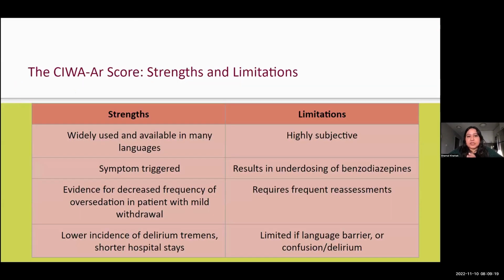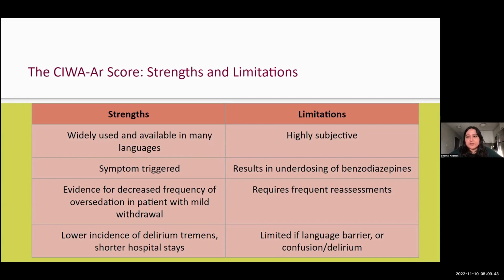So going over some of the strengths and limitations of this score. So it is widely used, available in many languages, as I said. It's symptom triggered, so it doesn't depend on a fixed dosing schedule of benzodiazepine. It's longstanding, so there is a lot of evidence for decreased frequency of oversedation, as well as lower incidence of delirium tremens and shorter hospital stays.